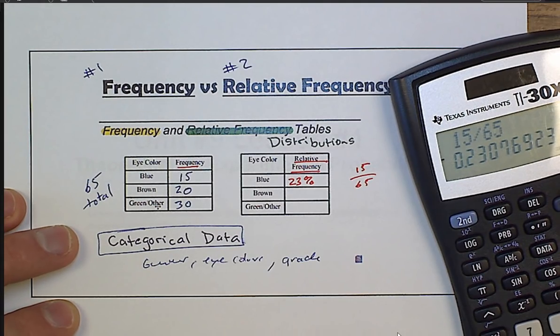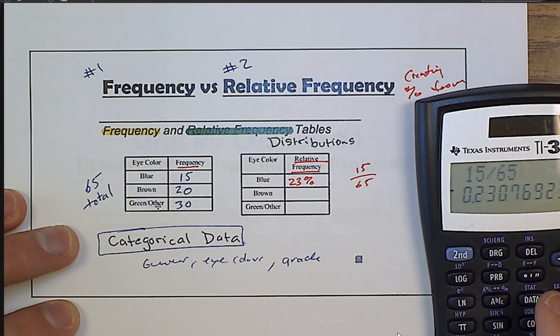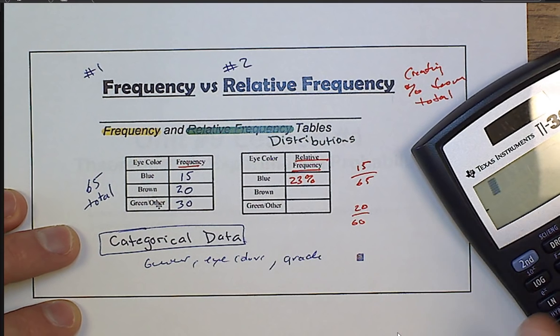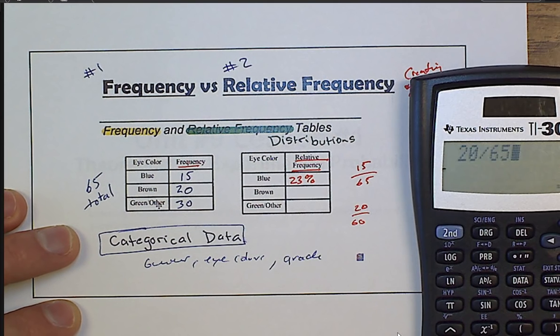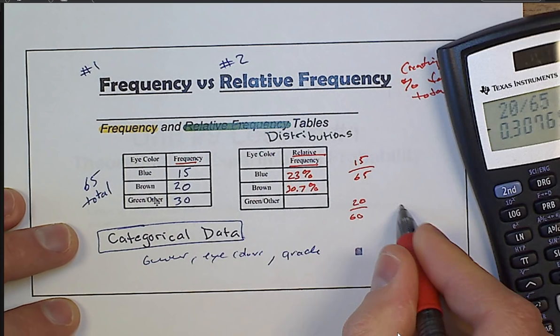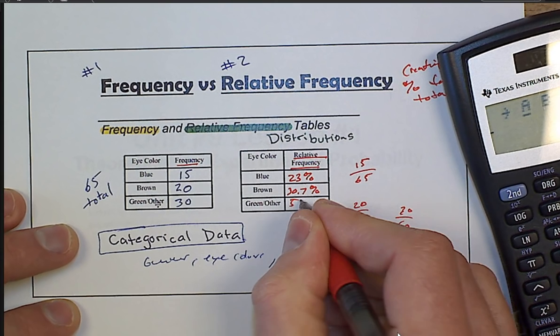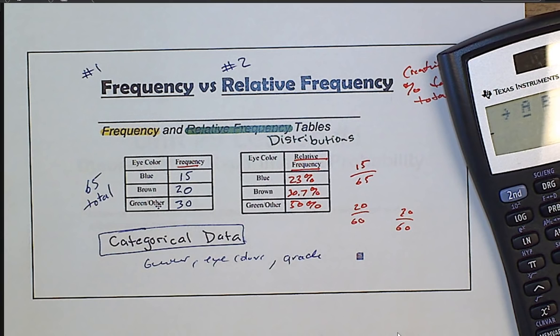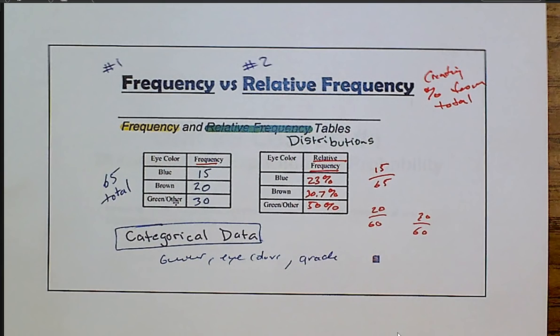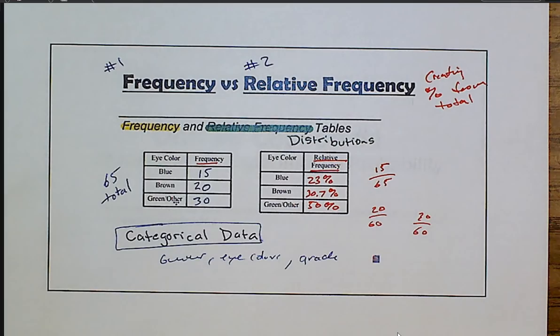Really basic stuff, but just knowing the difference between the two is something you will need to know. Brown, same thing. 20 was the total. So for brown, we go 20 out of 65. So 20 divided by 65 equals basically 30.7%. Okay? And then green, or other, was 30. So 30 out of 60, you don't even need to do that one. That's 50%. Okay? So relative frequency is just taking an extra step and actually finding the experimental probability with percentages. Frequency is just basically tallying up the number of subjects or outcomes that you had.